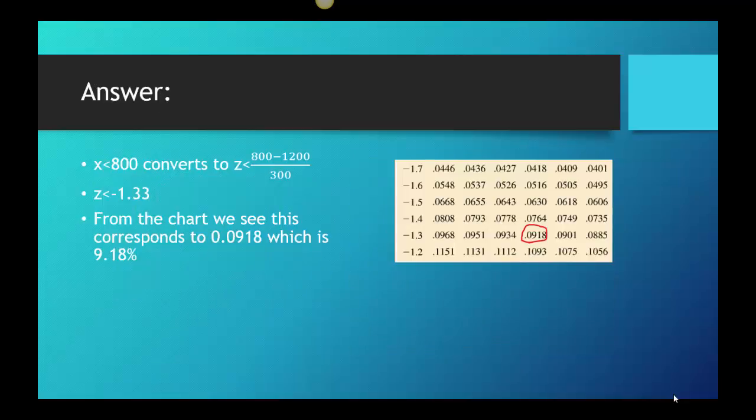So we're looking for x less than 800. We need to convert using the mean of 1,200 and the standard deviation of 300, and it gives me negative 1.33. So on my negative chart, I go over to negative 1.33, and it says 0.0918. So only 9.18% of the time would I have less than 800 riders per hour.